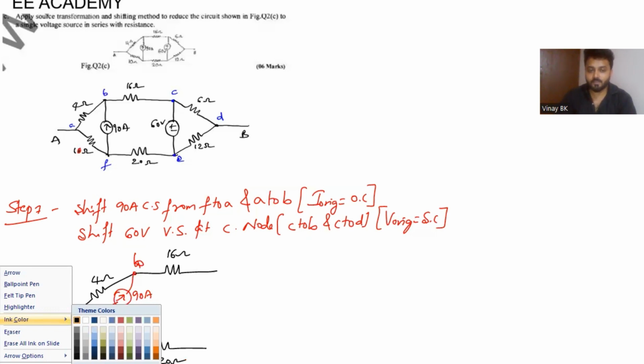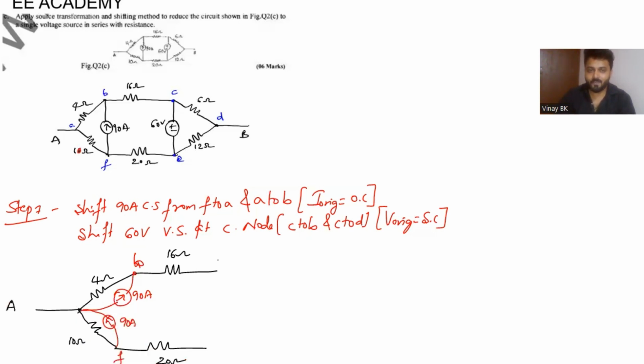If you're doing voltage shifting, what happens? At C, from C to B, one voltage source will shift. Again, from C to D, another voltage source will shift. See here, the voltage source at C, and the original voltage source becomes zero, that is nothing but a short circuit. This voltage source is in series with a 6 ohm resistor, and here one more resistor is there, a 12 ohm resistor, which is connected here.